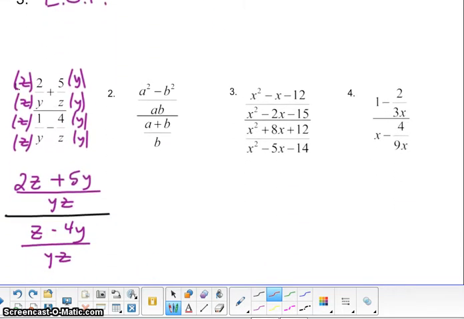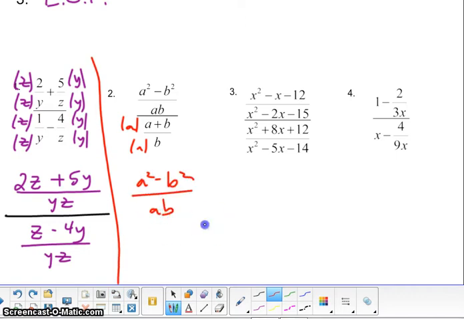Alright, the next one, we only have two terms here. And in these two terms, you have these two as our denominators. And it looks like the lower one only needs an a. So that's all we're going to have to do here, is multiply by a and multiply it by an a. So what we are left with is a squared minus b squared over ab. And then the bottom one would be a squared plus ab all over ab.